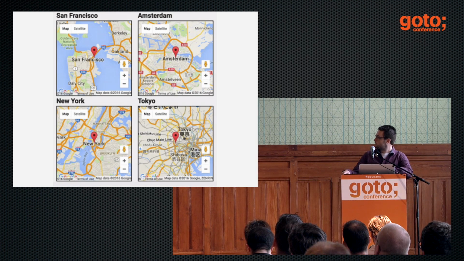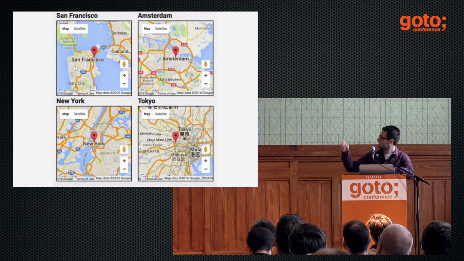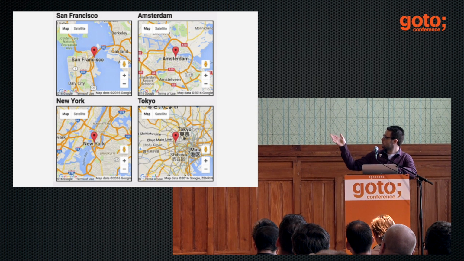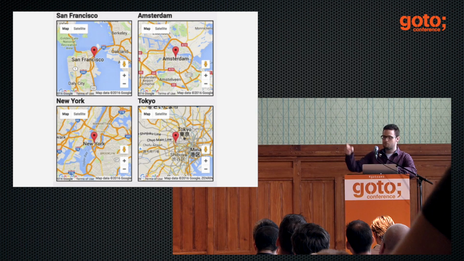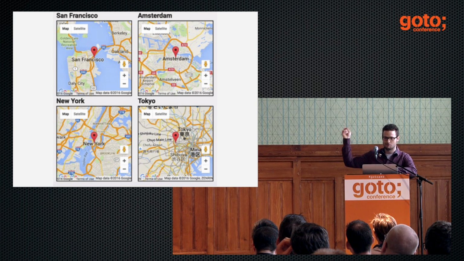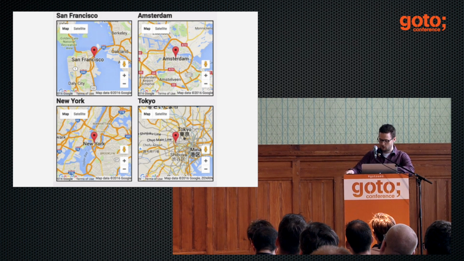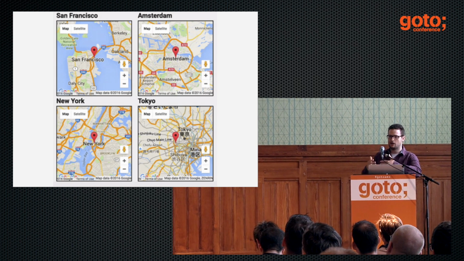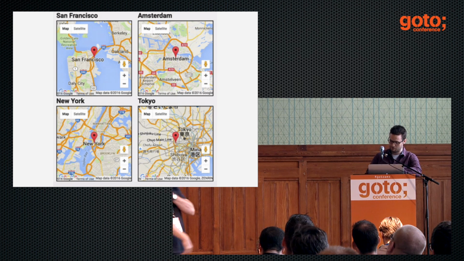Here's an example of a Google Maps component. Here you can see that there are 4 cities: San Francisco, Amsterdam, New York, Tokyo. There's this Google Map widget, and there's a map marker at the center of the city. When you hover over it, you see information about a local sports team. If we take a look at the San Francisco Google Map, let's look at the code behind that map, and see how we can create that particular Google Map.